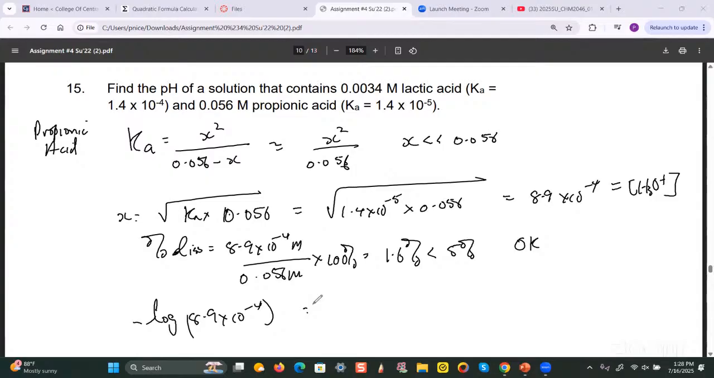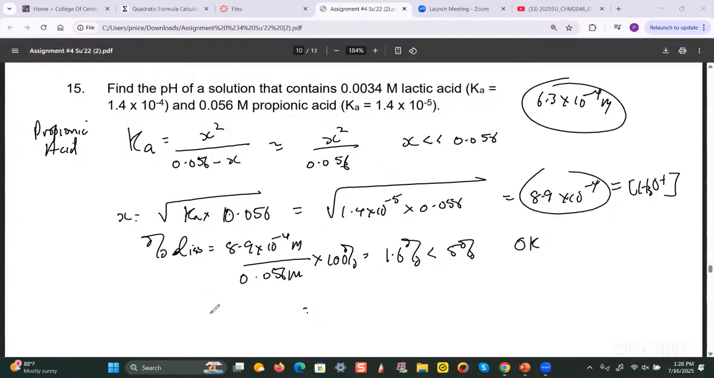So, oh no, before we do that, what do we need to do next? Exactly. So what was the previous hydronium ion concentration? 6.3 times 10 to the minus 4? Yes. Okay, so what we need to do is add this to this. So let's do that down here. 6.3 times 10 to the minus 4 M plus 8.9 times 10 to the minus 4 M.